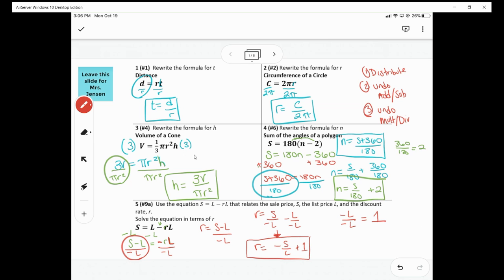That's it for our practice problems for 1-5, rewriting equations and formulas. If you have any questions, please sign up for an extra help session or just send me an email.